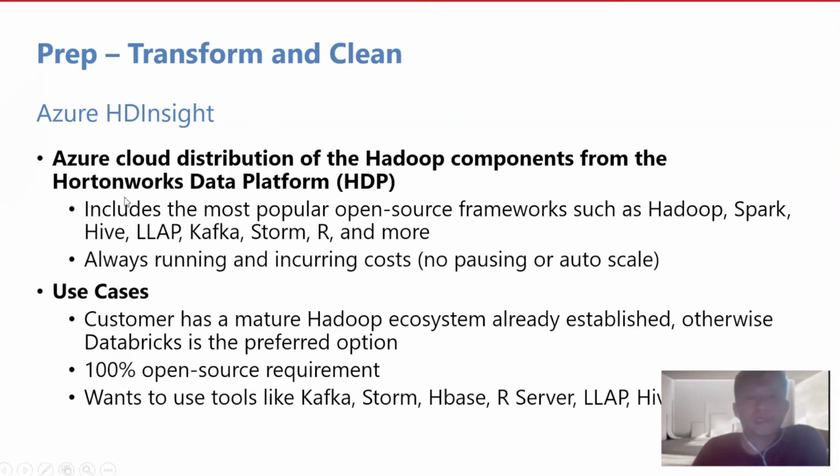So all the popular open source frameworks like Hadoop, Spark, Hive, Kafka, Storm, these are all built into Azure HDInsight. And the thing about this compared to Databricks is that once you deploy this, it is always running and it is incurring costs, right? You cannot pause or auto scale it. That means when you build your HDInsight cluster, you already have to specify how many cores you want to provision. And once you provision it, it is always running, right? If you stop it, you lose everything and you have to rebuild it again.